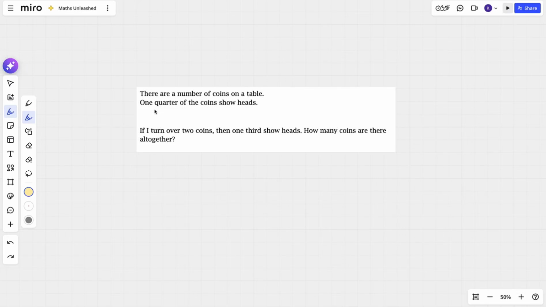There are a number of coins on a table. 1/4 of the coins show heads. If I turn over 2 coins, then 1/3 show heads. How many coins are there altogether? Have a go at this question yourself before I reveal the answer.